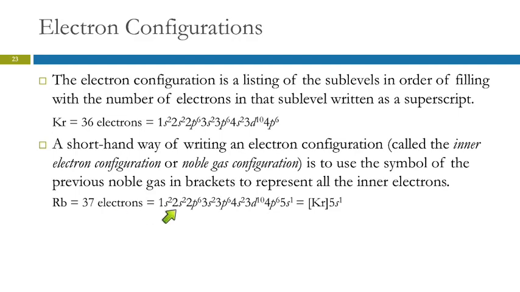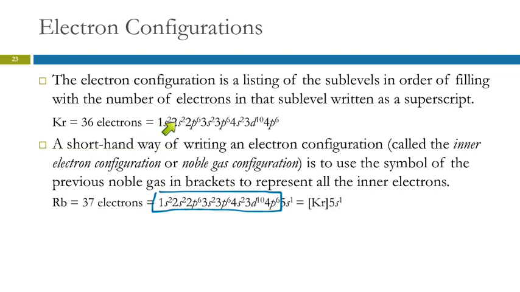So here's the full electron configuration for rubidium. This part right here, that is the same as krypton, right? Rubidium has one more electron than krypton does.